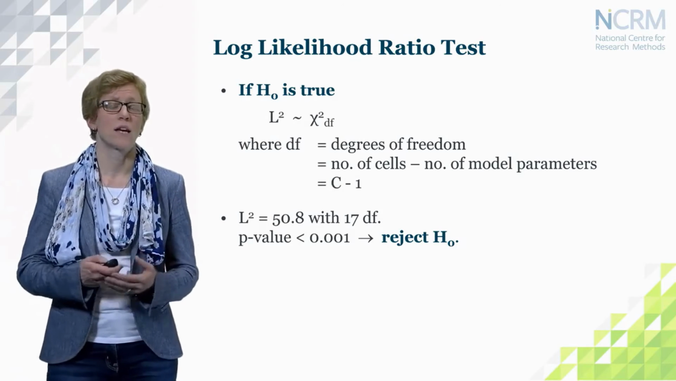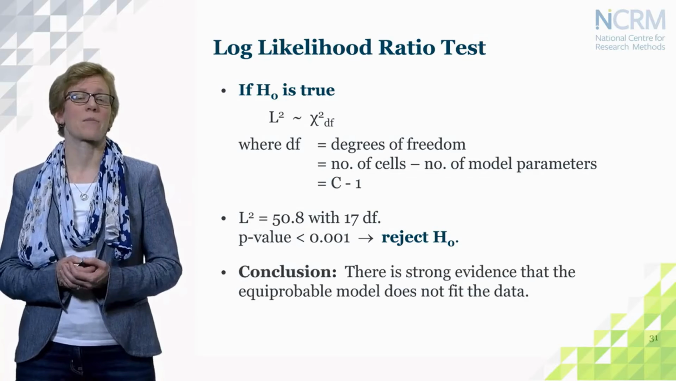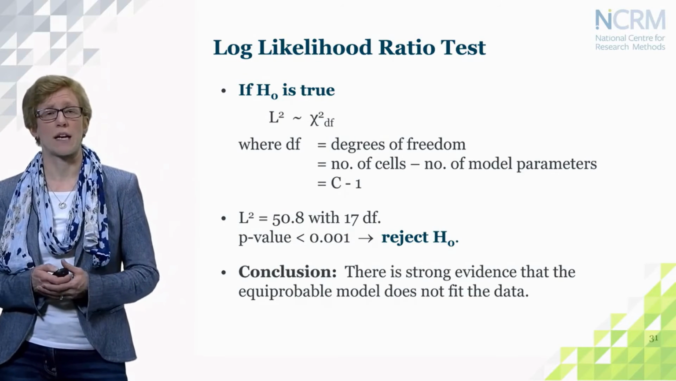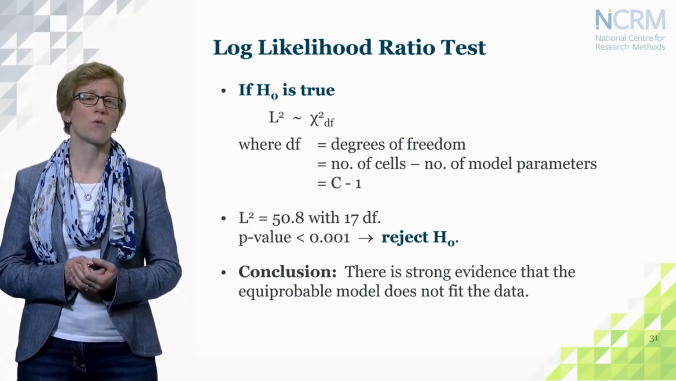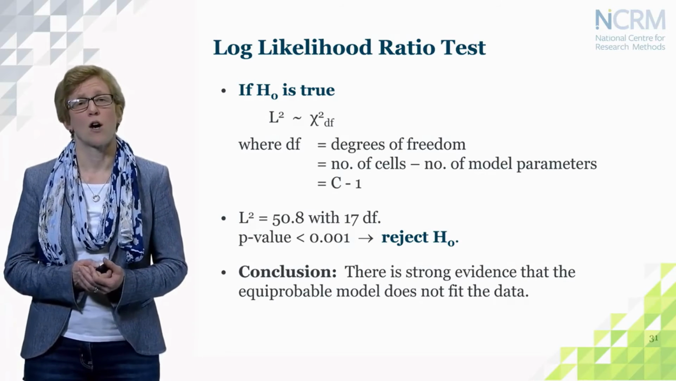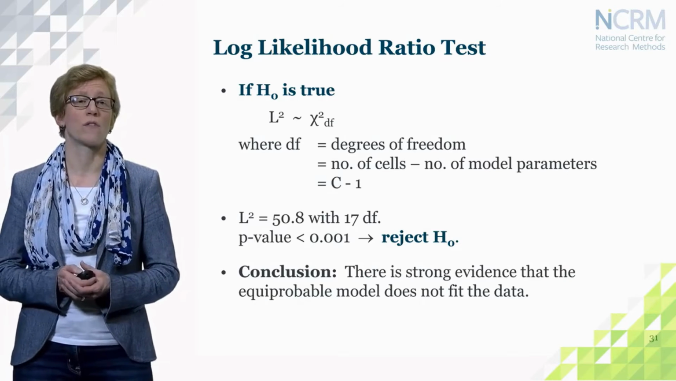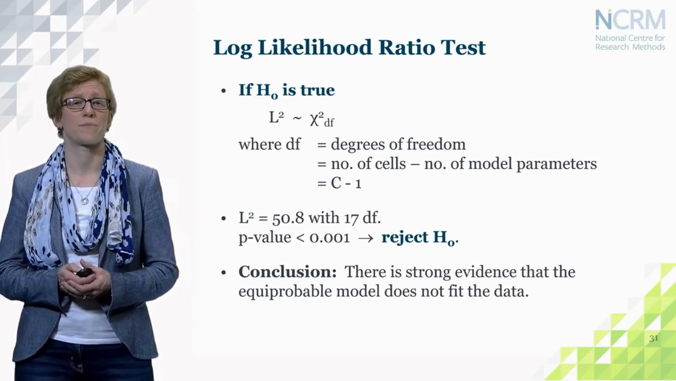So basically in the same way as with the Pearson chi-square test, the conclusion is again the same. There is strong evidence that the equiprobable model does not fit the data. So we now need to use this information to take this forward and think about possibly fitting a more sophisticated model, maybe including another covariate to allow for differences between number of months.